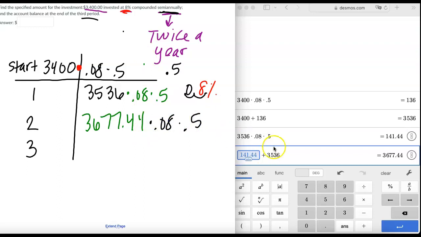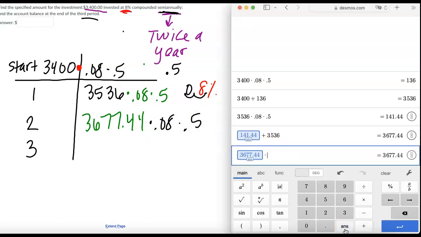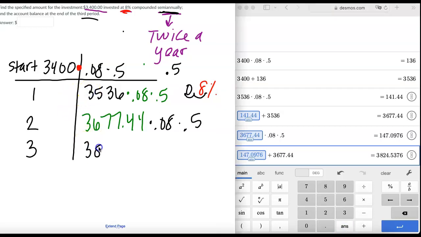So this is one where I really like to use the answer key. My last value times 0.08 times 0.5. And remember, that's the interest, so you have to take that and add it to your balance. So 3824.5376. And notice how I wrote out all of it?